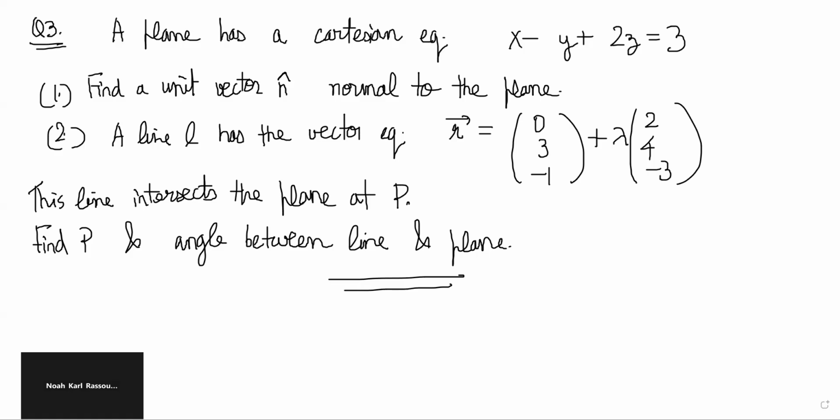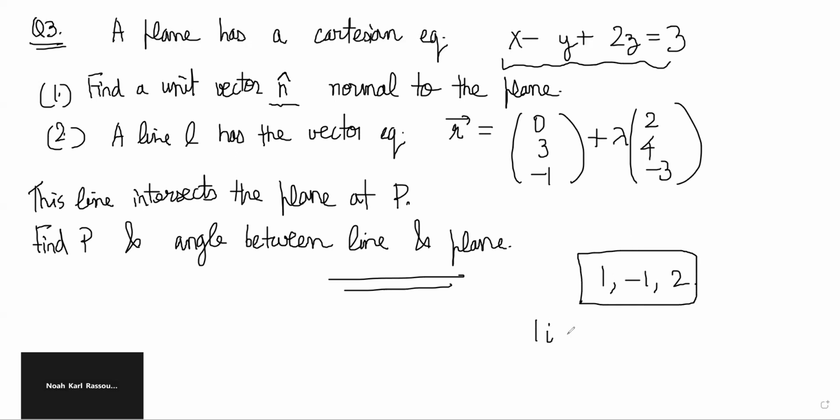What is part one? How do you find the vector normal to the plane? It will be equal to the coefficients of the plane, like 1, -1, and 2. The vector would be 1i minus 1j plus 2k, but you have to make it a unit vector, right? Because this vector doesn't have length 1.